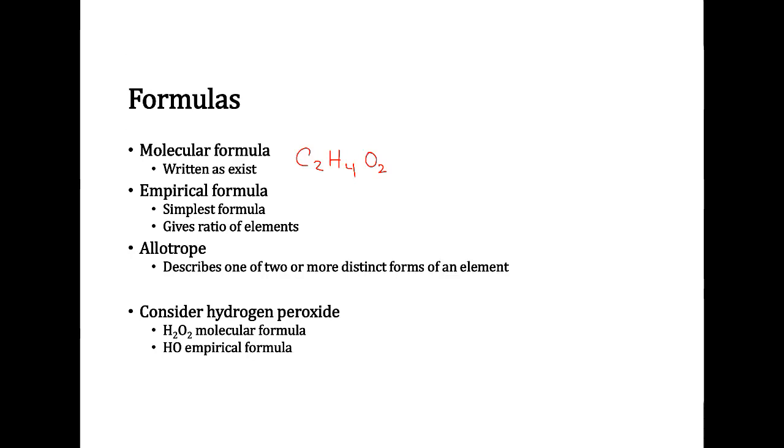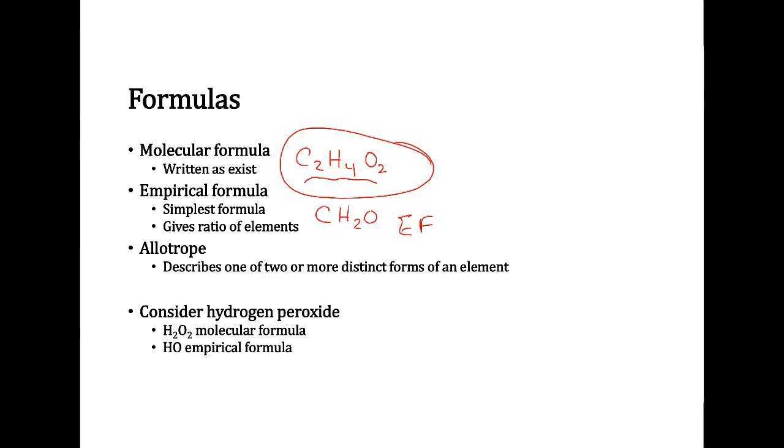Okay, so in this case, we could go through and divide by 2. So the simplest ratio of this would be CH2O. So this is what we would call the empirical formula, and sometimes I will abbreviate that as EF. And then the molecular formula up here is C2H4O2.